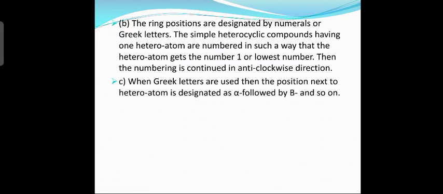Then the ring positions are designated by numerals or Greek letters. The simple heterocyclic compounds having one heteroatom are numbered in such a way that the heteroatom gets the number 1 or lowest number. Then the numbering is continued in anti-clockwise direction. One thing you should keep in mind, you should follow anti-clockwise direction, not clockwise. That is important. When Greek letters are used, the position next to the heteroatom is designated as alpha, followed by beta, gamma, delta, and so on.